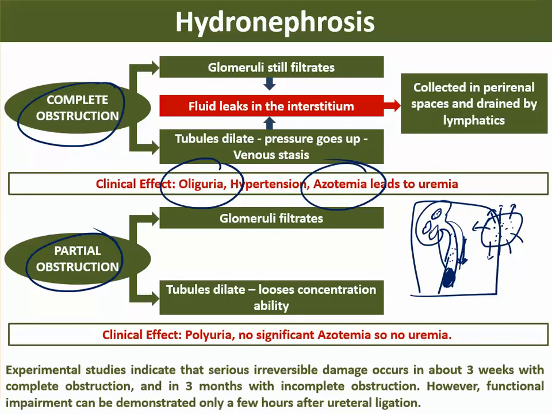Now let us talk about incomplete obstruction. In incomplete obstruction, there is mild dilation of the tubule. It will not be dilated like in complete obstruction, where they start leaking fluid into the interstitium. Here they will not leak fluid into the interstitium. There is no interstitial inflammation, but there is dilation. So the urine is staying there for a longer time in the tubules. That will make them lose the brush border.